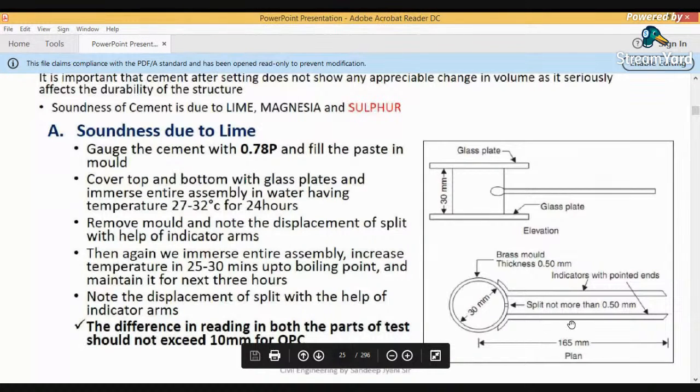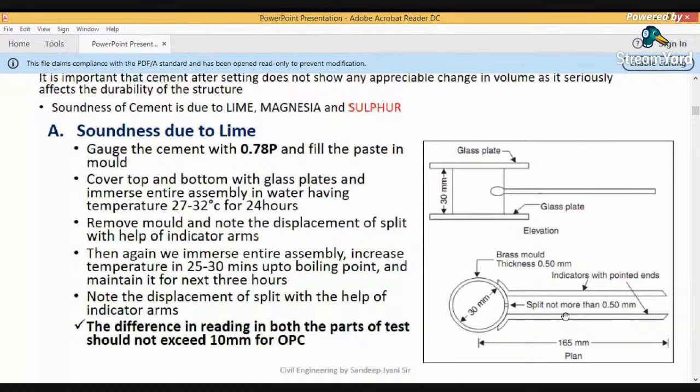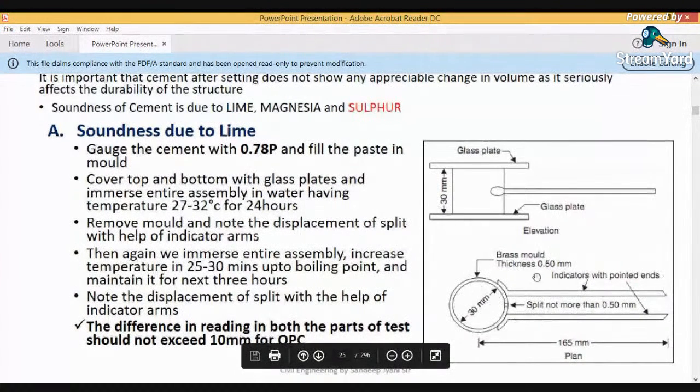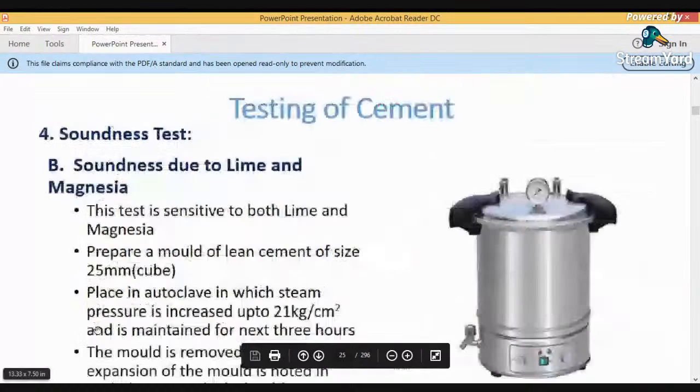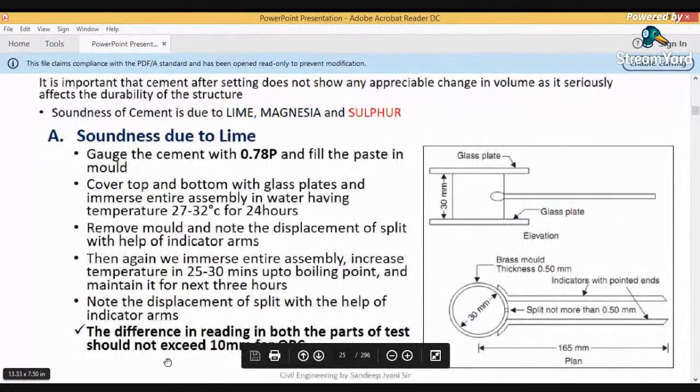So for 3 hours we immerse this entire setup in boiling water, and the boiling temperature of water is 100 degrees Celsius. Then again we take out the setup and measure the displacement of these two indicators. Finally, we have to measure the difference in the readings in both cases.